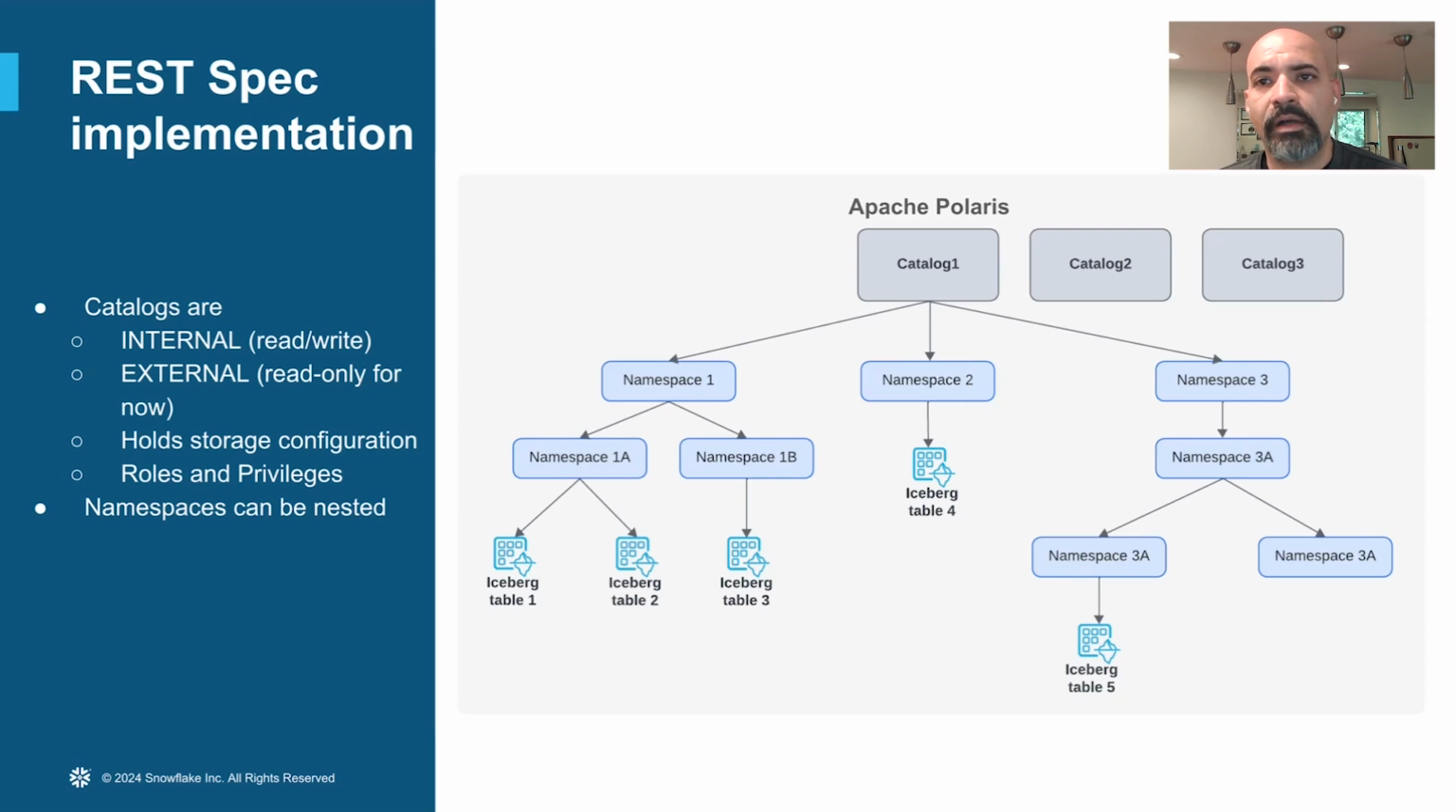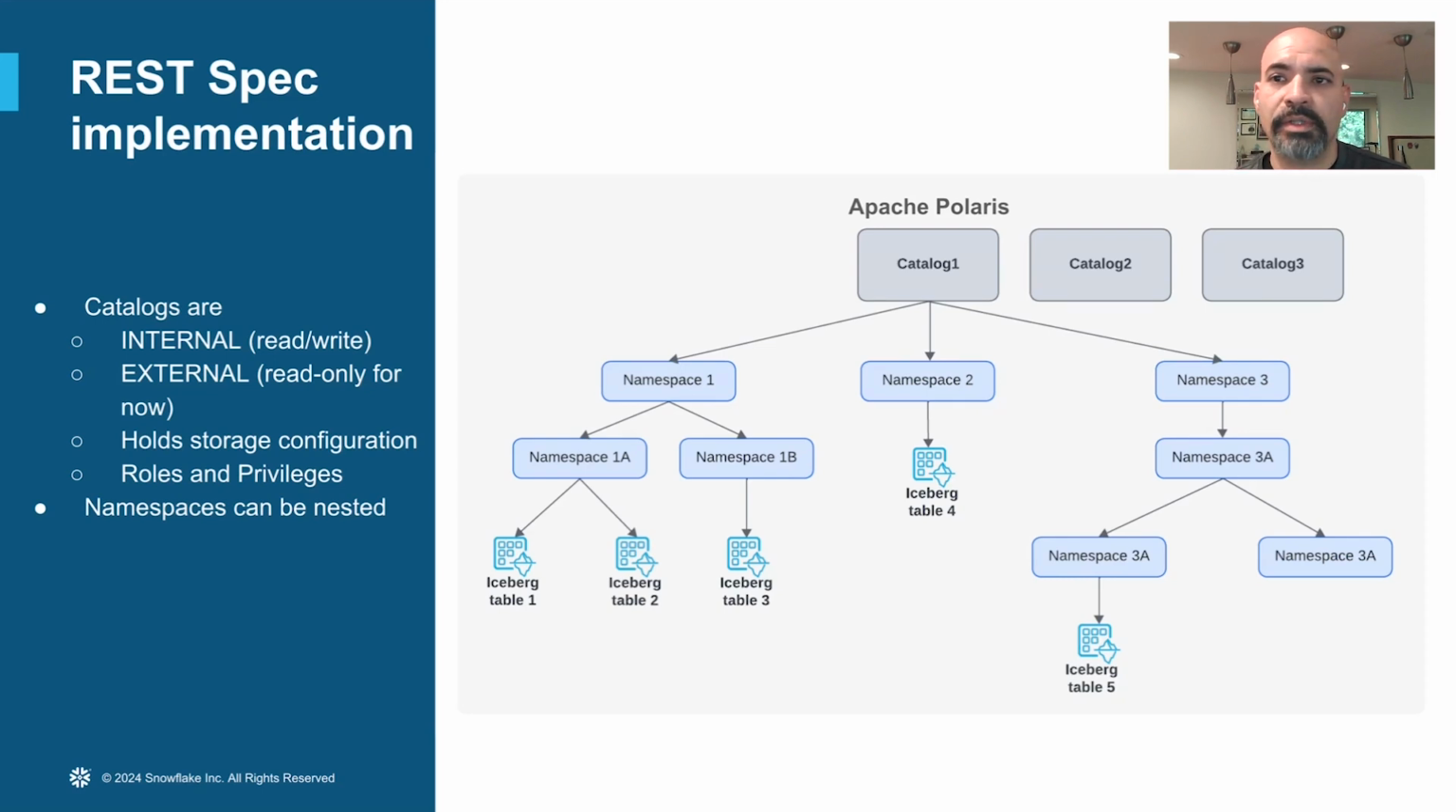An external catalog just means that somebody else is the authority on the current table state, right? So for example, you might have a Glue catalog or a Hive catalog, and in order to update the state of a table, you have to update it there in the authoritative source, but then you can read from that catalog in Polaris.